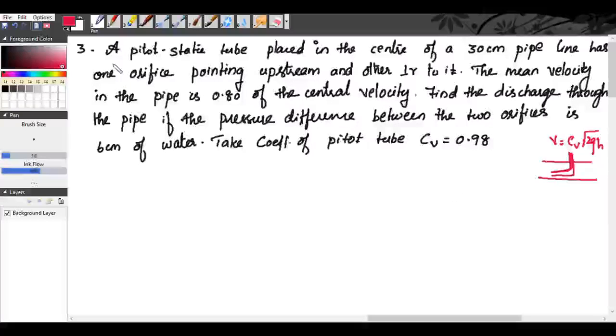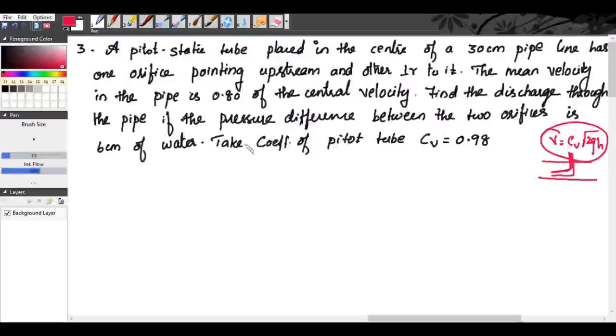So the question is, a Pitot static tube placed in the center of a 30 centimeter pipeline has one orifice pointing upstream and the other perpendicular to it. The mean velocity in the pipe is 0.8 of the central velocity. See, this velocity is called central velocity. The velocity determined using CV into root of 2gh is called central velocity.